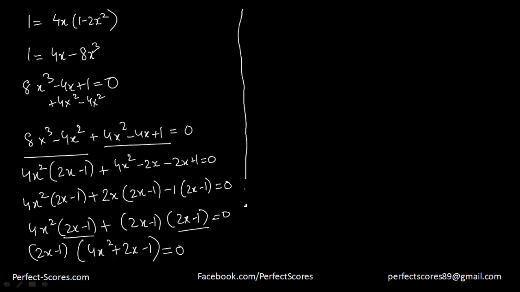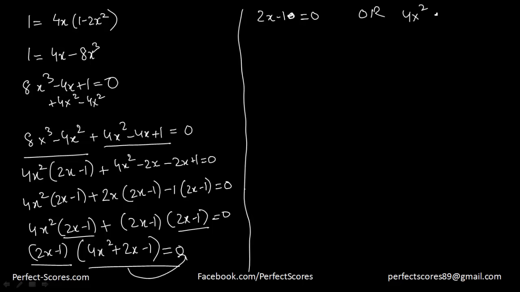Now again there are two possibilities. Either 2x minus 1 is 0, or this thing is 0. So I'm using the standard equation here. Either this is 0 or this is 0. That means x is equal to 1 by 2 here. Can x be equal to 1 by 2? Can sine 18 be equal to 1 by 2?